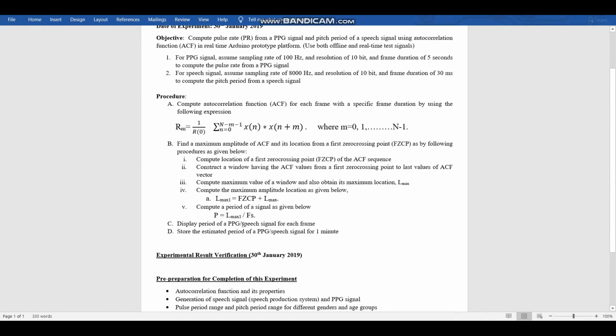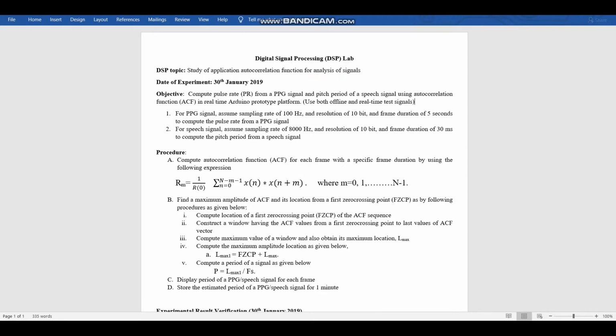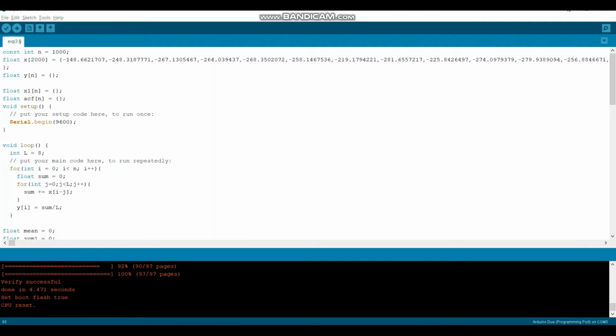The following is the algorithm to find the pulse period of the signal. Here we are using the zero crossing point, and we'll see what the zero crossing point is in a later video. In the first part, we have taken a float array X, which is a PPG signal about 2000 samples long and sampled at 100 Hz. We made an array X and stored the PPG signal in it.